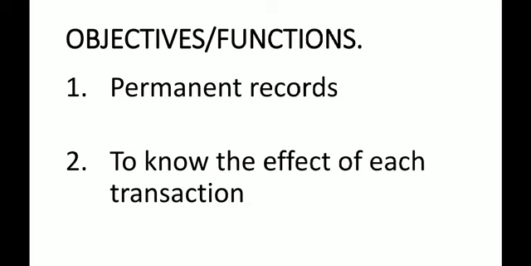The objective of keeping books of accounts are presented here, and they are given in your textbook on page number 4. The very first chapter. You should have your textbook with you. Otherwise, you can pay attention on the screen. Okay. The very first objective is to keep permanent records. In accounting, transactions and events are recorded in written form.